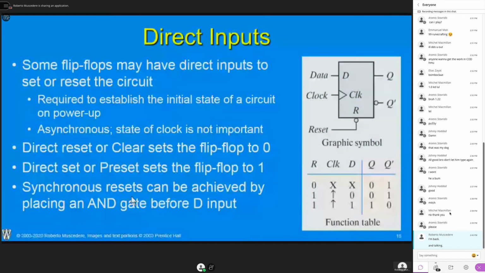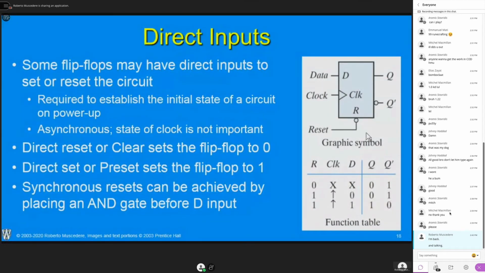So we might have what we call direct inputs, which are asynchronous reset signals. Regardless of the state of data or clock, whenever I assert reset, in this particular case it's active low, it doesn't matter what clock or D is, the output gets reset to 0. Sometimes we have an S on top with our input. Set means to set it to a 1, and R is to set it to a 0. Again, this is asynchronous, so regardless of what the clock is, it'll reset the circuit.